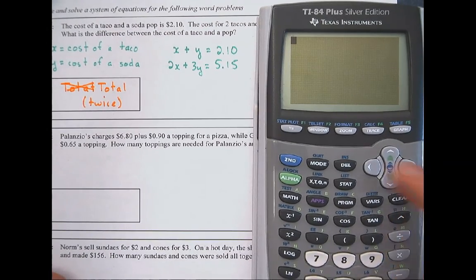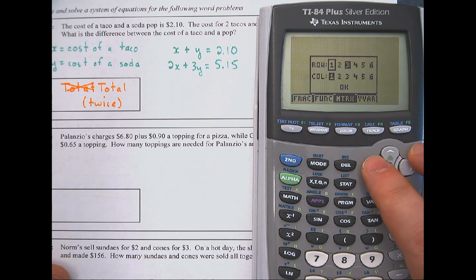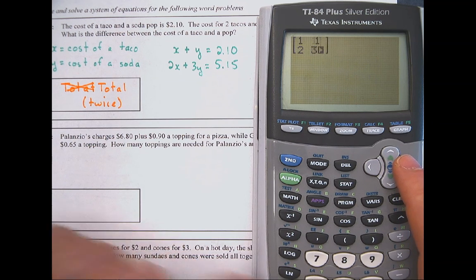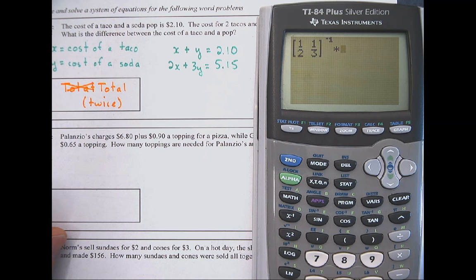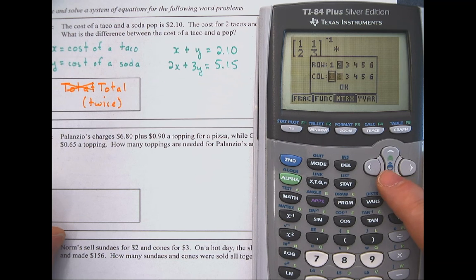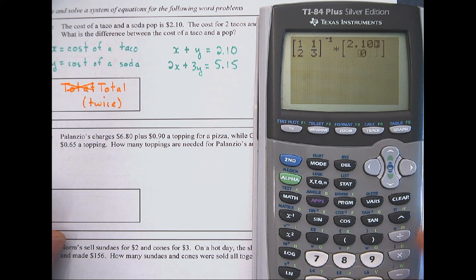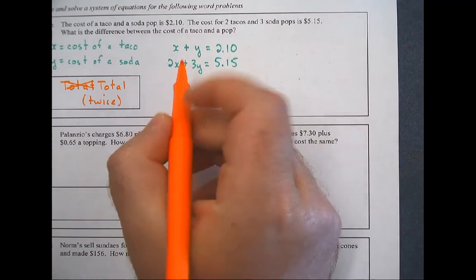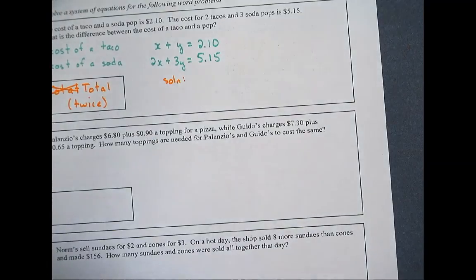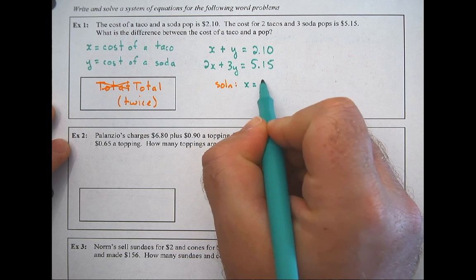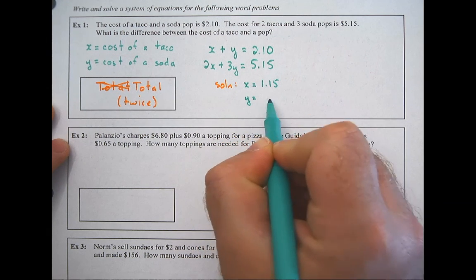So I'm going to set up my calculator, alpha F3. That's a 2 by 2. My coefficients are 1, 1, 2, and 3. That's inversed multiplied by my constant matrix. So that's alpha F3 again. This is a 2 by 1, 2.10, and 5.15. Enter. And so I get a solution of x equals 1.15 and y equals 0.95.